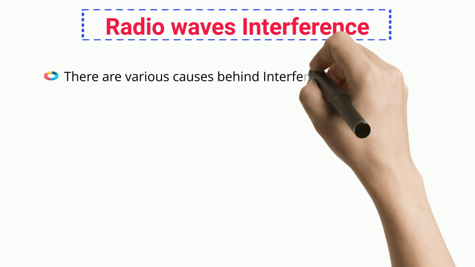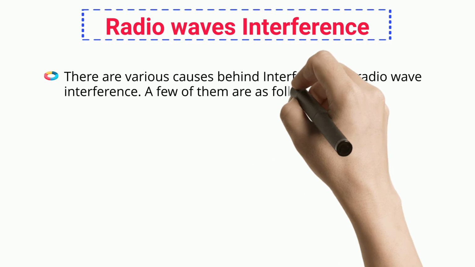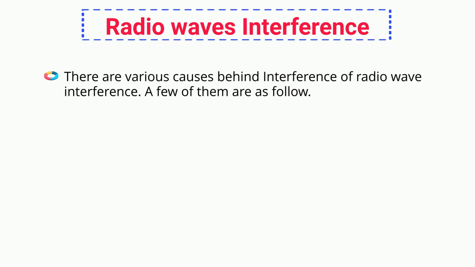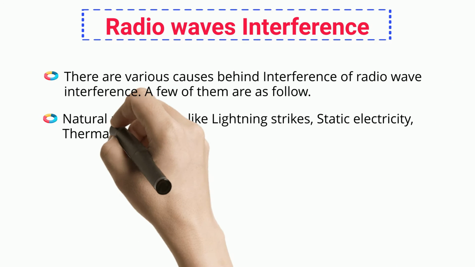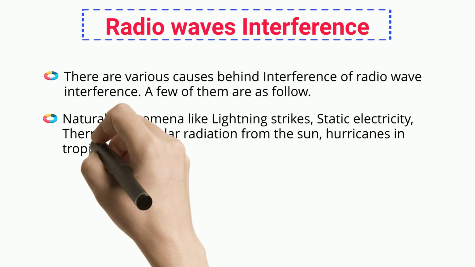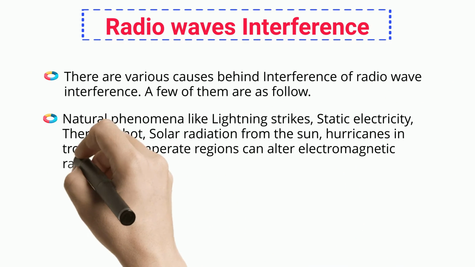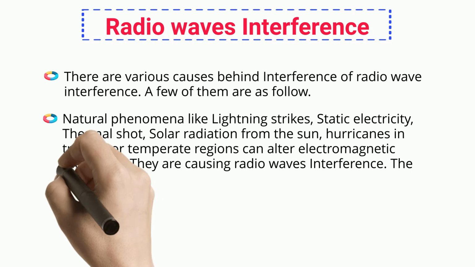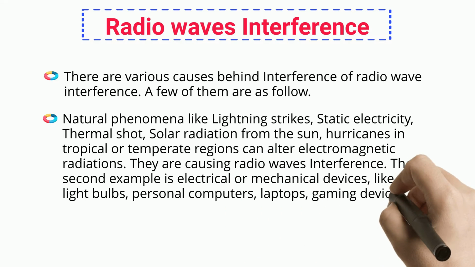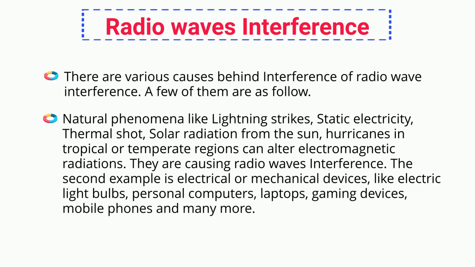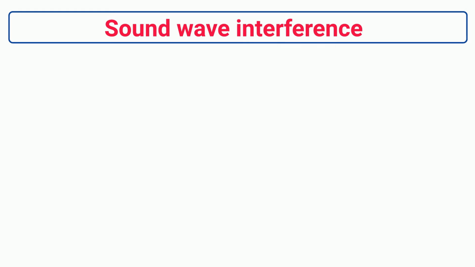There are various causes behind radio wave interference. A few of them are as follows: natural phenomena like lightning strikes, static electricity, thermal shot noise, solar radiation from the sun, and hurricanes in tropical or temperate regions can alter electromagnetic radiation, causing radio wave interference. The second example is electrical or mechanical devices, like electric light bulbs, personal computers, laptops, gaming devices, mobile phones, and many more.